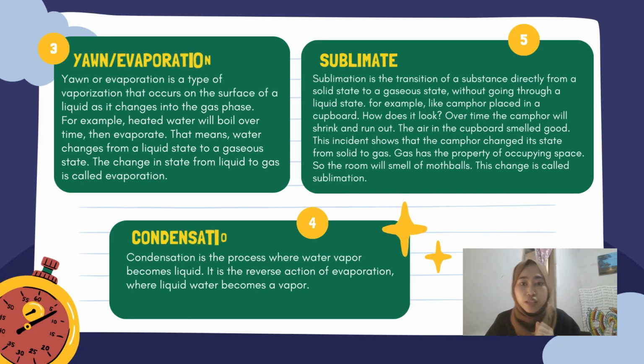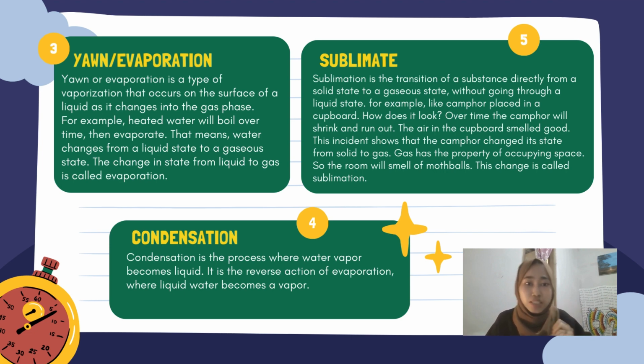The next is evaporation. Evaporation is a type of vaporization that occurs on the surface of a liquid as it changes into the gas phase. For example, heated water will boil over time and then evaporate. That means water changes from liquid state to a gaseous state. The change in state from liquid to gas is called evaporation.